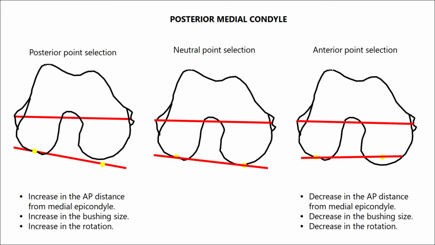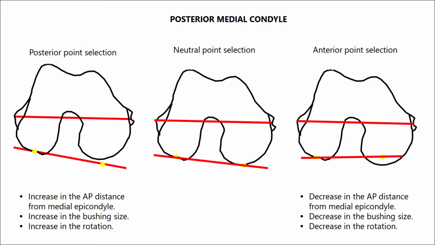If taken more posteriorly, it will increase the antero-posterior distance from the medial surgical epicondyle. This will increase the rotation required to match the transepicondylar axis. This will also increase the difference of the cut between the posterior medial and the posterior lateral cuts, leading to a larger bushing being recommended.